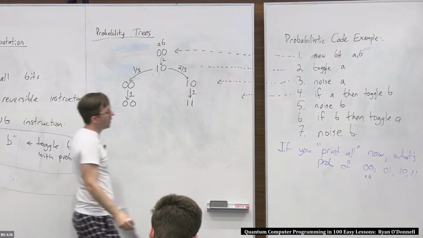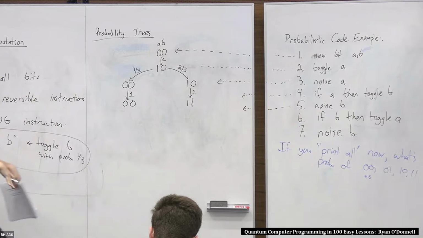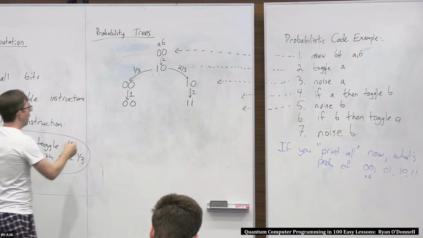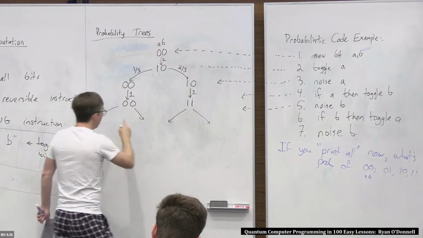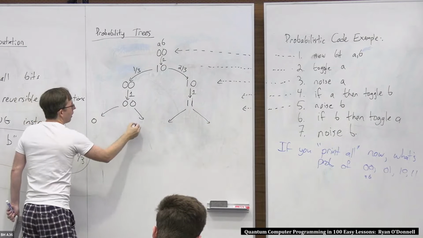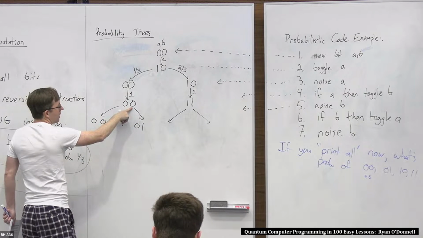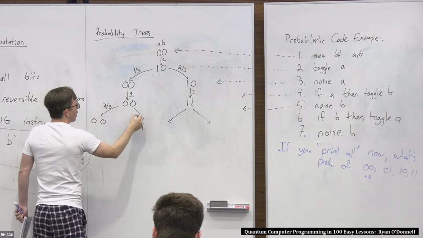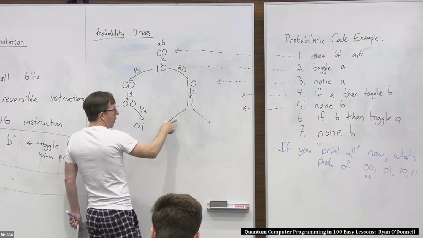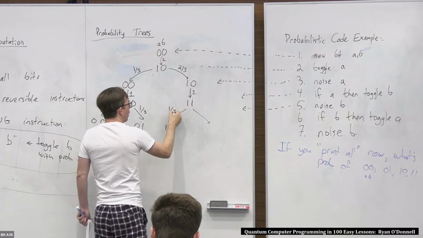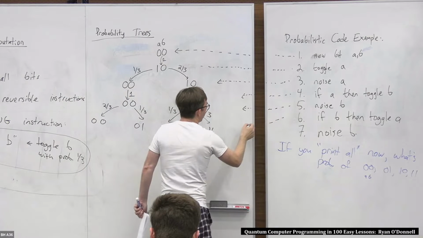Okay. Now we come to the next line, line 5, and oh man, this is annoying. Noise B. So we're going to have more branching here. It's going to be branching here, here, here, here. Here, A is 0, it doesn't change. B might change to either 0 or 1. We're noising B, so the chance that it stays 0 is 2/3. The chance that it gets toggled to 1 is 1/3. Okay, over here, what are we doing? Noise B, so 1, 0, that's 1/3. 1, 1, that's 2/3. Okay, now we're doing if B, then toggle A.